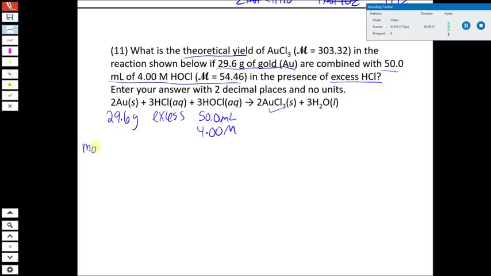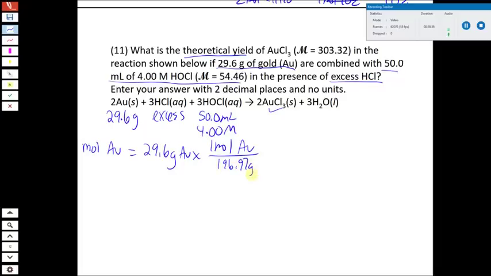We're going to find the moles of each reactant. So starting with gold, we have just a mass to mole calculation for gold. We have 29.6 grams of gold, and we use the atomic mass, which is not given to us here, but it's on the periodic table. So gold is an element, so we just find the atomic mass on the periodic table. 1 mole of gold has an atomic mass of 196.97. So that converts us into moles of gold, 0.15.